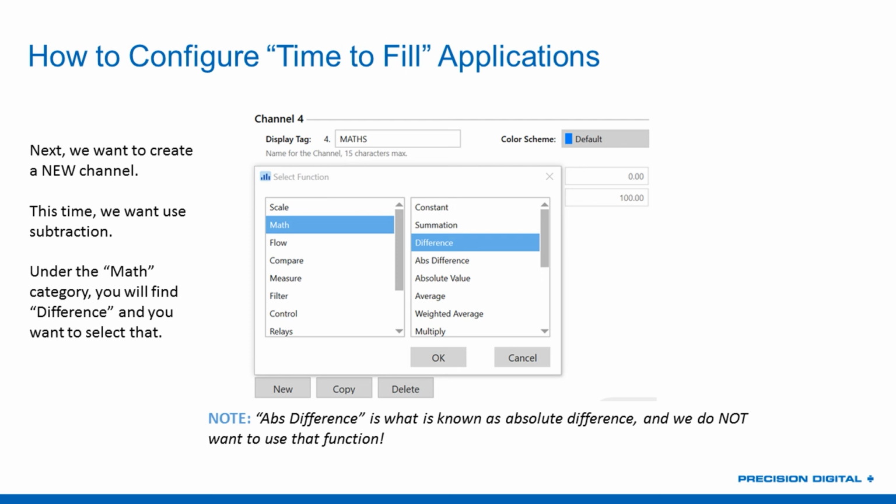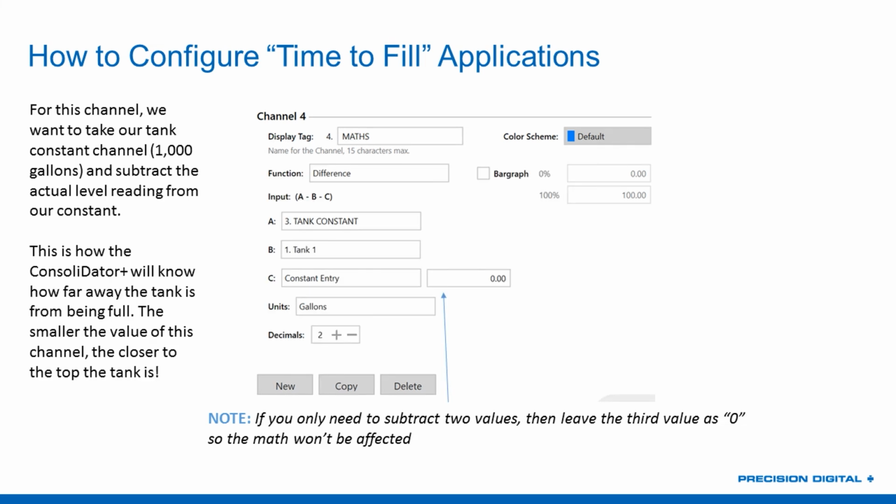Now the next thing we want to do is set up another math channel, except this math channel is actually going to be doing the difference. We're actually going to be subtracting. And so what are we going to be subtracting? Well, we are going to be subtracting whatever our current tank reading is, so that's whatever is in the tank. We're going to subtract that value from our tank constant. And that makes sense, right? We always want to know how much further we have to go until we're full. And so the answer, the difference in this channel, is going to give us how much volume we have left until we're full. Okay, so hopefully that makes sense.